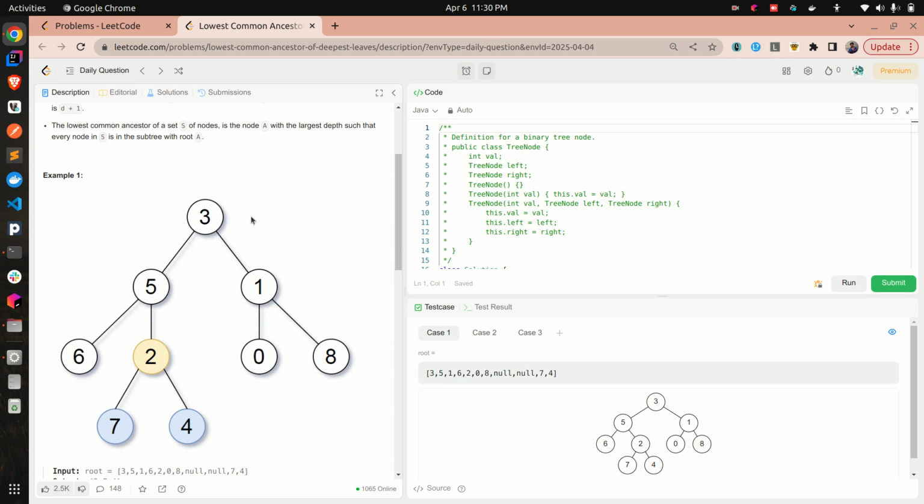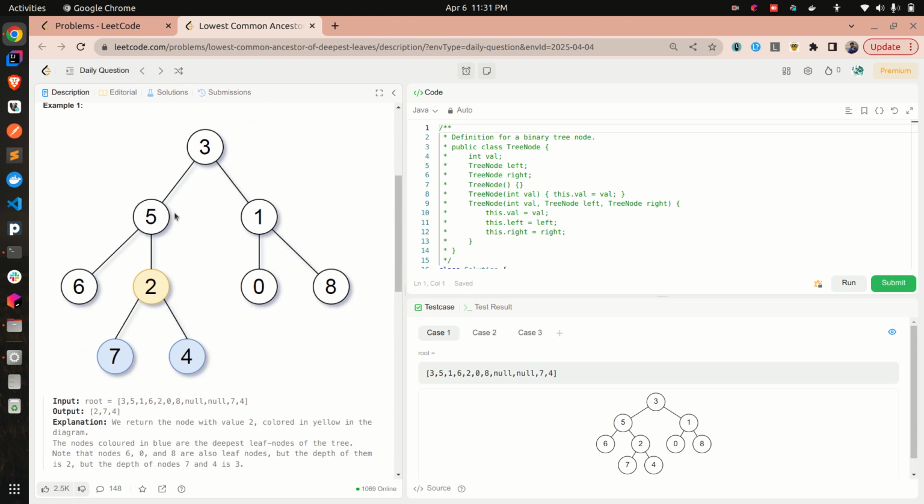So the root will be at a depth of 0 and the subsequent level will be at a level which is 0 plus 1. These are at level 1, these are at level 2 and these are at level 3. The idea is to identify the leaves which are at the deepest level. We have to identify the lowest ancestor of these deepest leaf nodes.